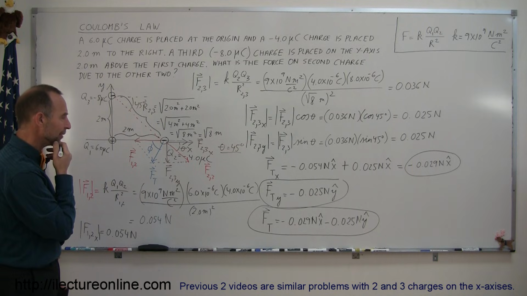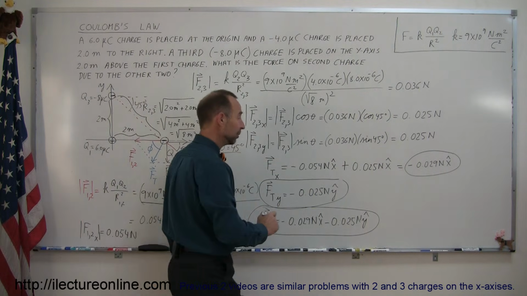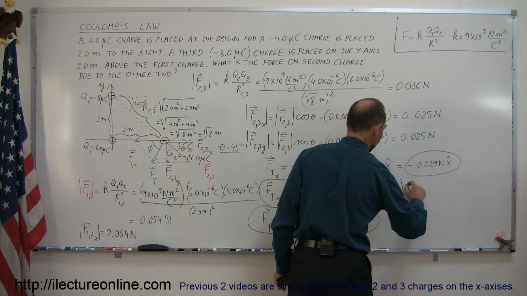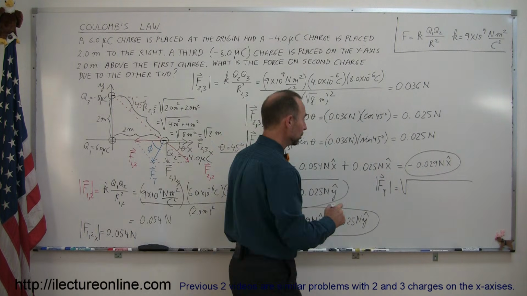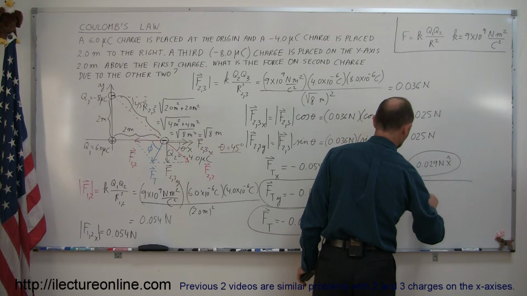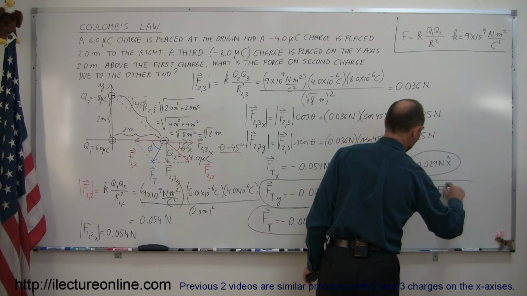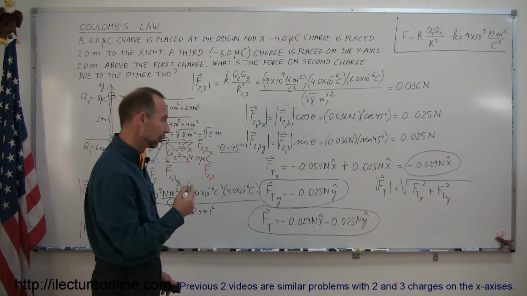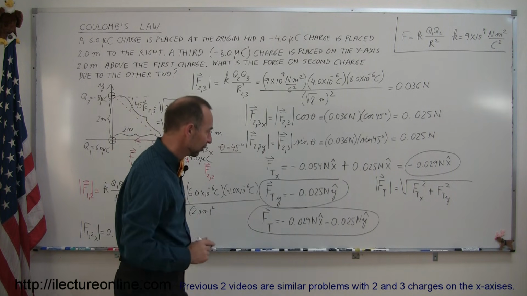But what if I simply want to find the magnitude of that force? Well, to find the magnitude of the force, you use the Pythagorean theorem. You can say that the magnitude of F total is equal to the square root of the sum of the squares of the individual components. So that would be F total in the x direction squared plus F total in the y direction squared. We square both components, sum them together, and take the square root, and that gives us the total magnitude.